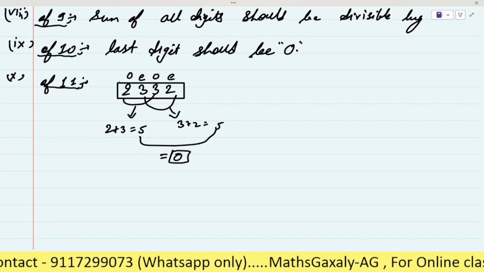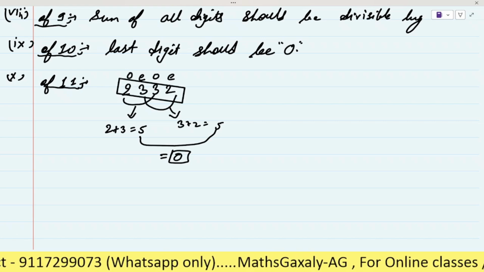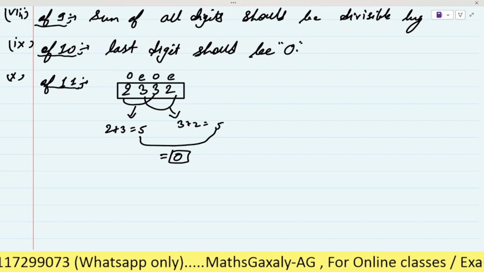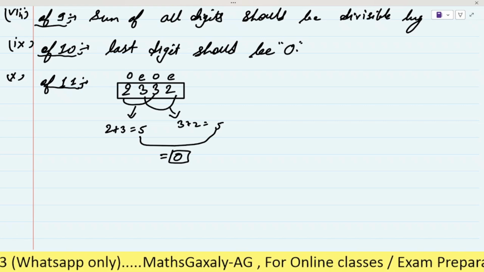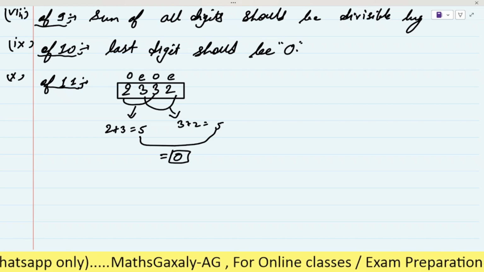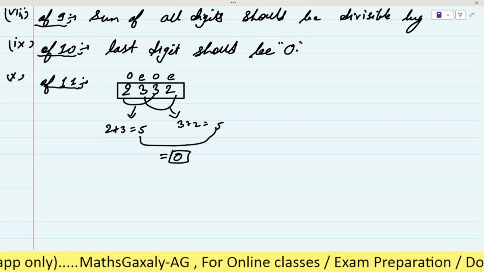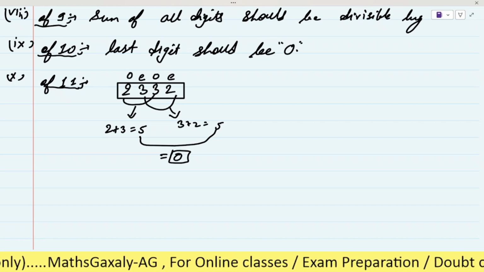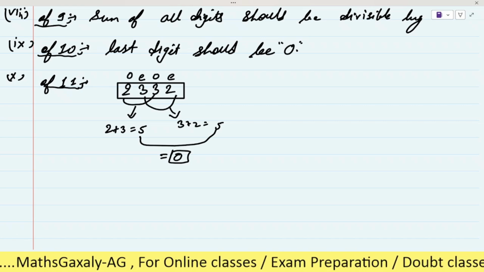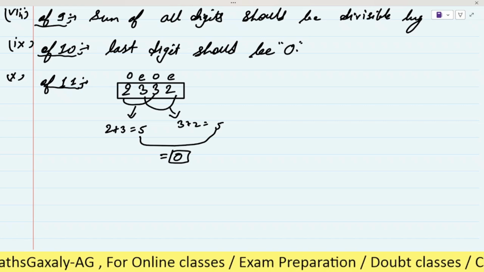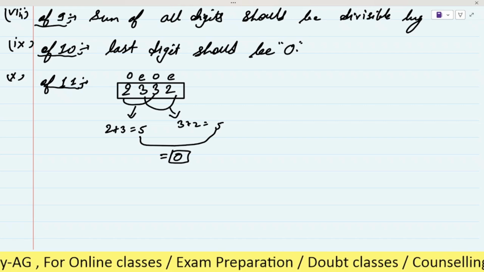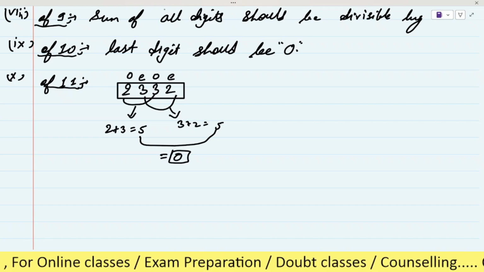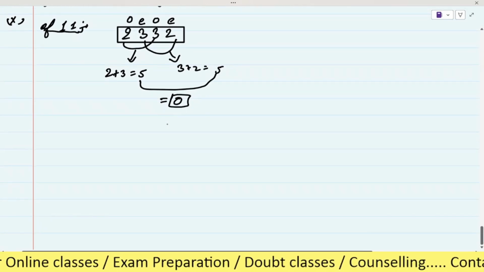Is it clear? Yes, sir. Or any doubt? So I am repeating again. If the difference of the sum of the digits in odd places and in even places is 0 or a multiple of 11, then the given number will be divisible by 11. Is it clear now?